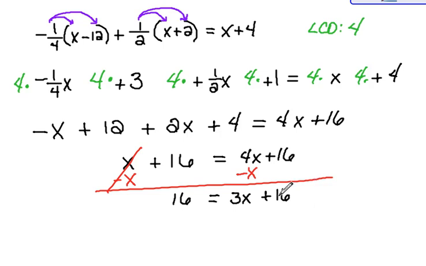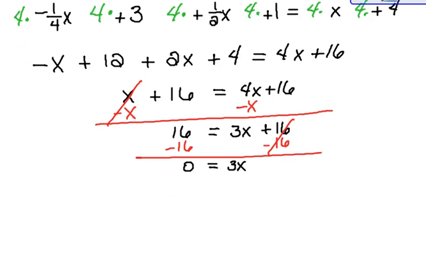And now I'm going to move my numbers so that they're all on the other side. So I'm going to subtract 16 from both sides. So now on the left we have 16 minus 16, which would be 0, equals 3 times x. And we're almost done here.